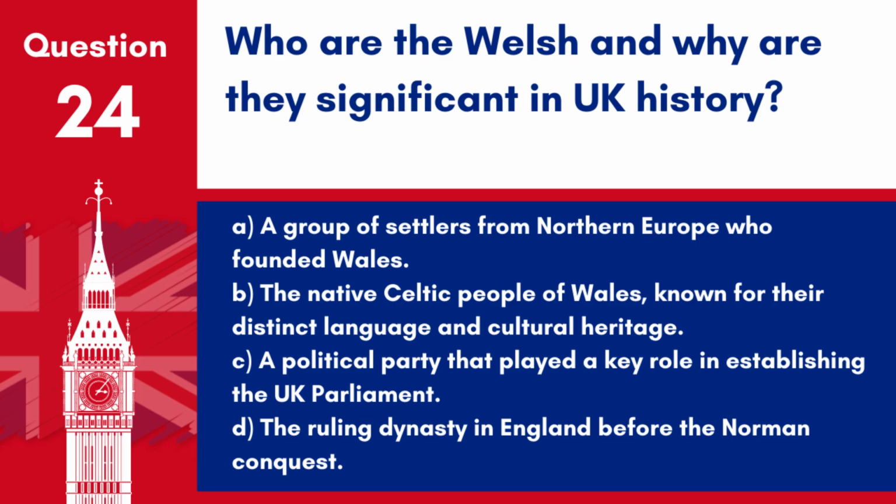A. A group of settlers from Northern Europe who founded Wales. B. The native Celtic people of Wales, known for their distinct language and cultural heritage. C. The political party that played a key role in establishing the UK Parliament. D. The ruling dynasty in England before the Norman Conquest. Answer: B. The native Celtic people of Wales, known for their distinct language and cultural heritage. The Welsh have a rich history and have maintained a distinct cultural identity within the UK.